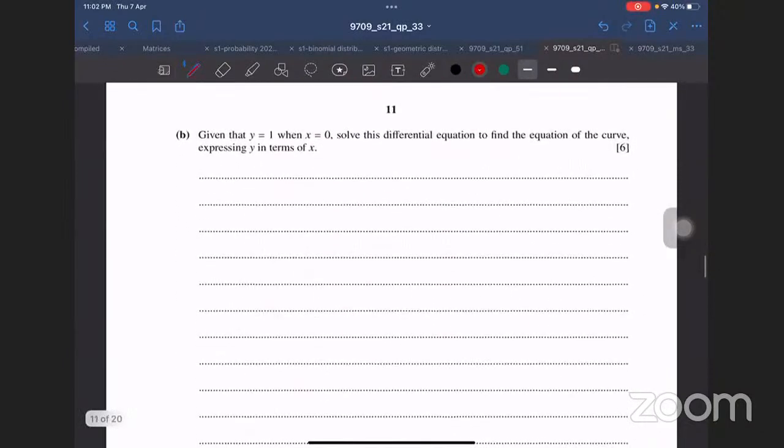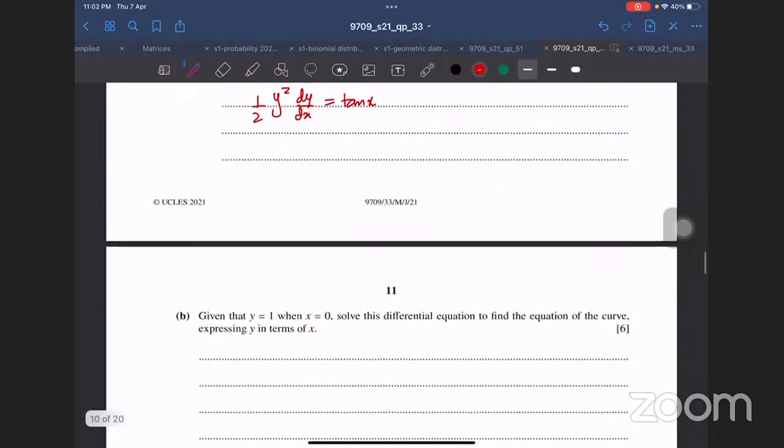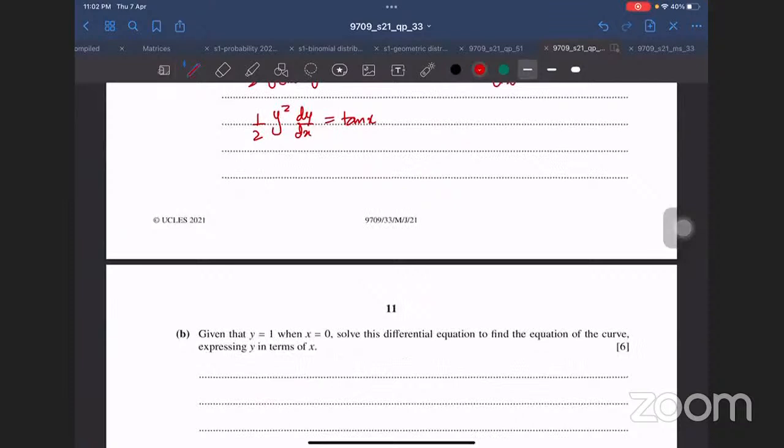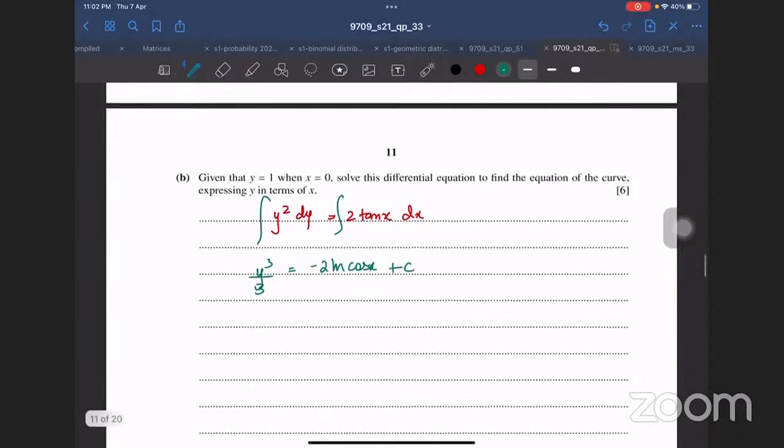For the third part, it says solve the differential equation, find the equation of the curve expressing y in terms of x. So whenever you're solving differential equations, your first step is always separation of variables. So I'm going to take 2 to the other side and dx to the other side as well. And integrating on both sides, I get y cubed divided by 3. The integration of tan x is minus ln cos x. I can put a plus c on either side, it doesn't matter.